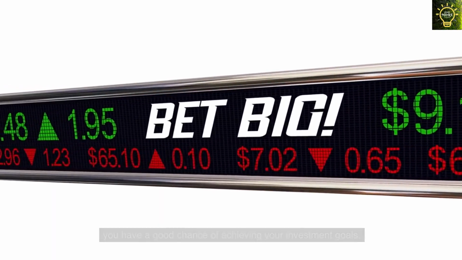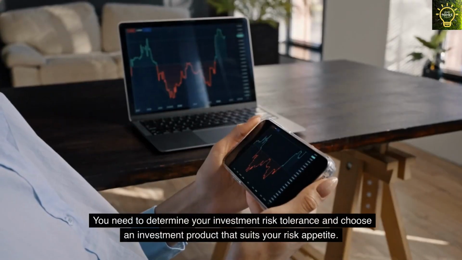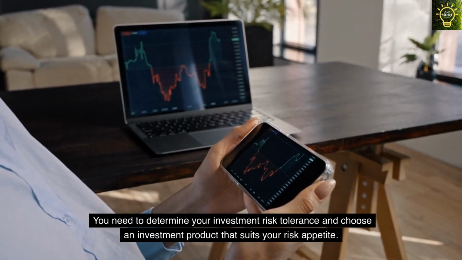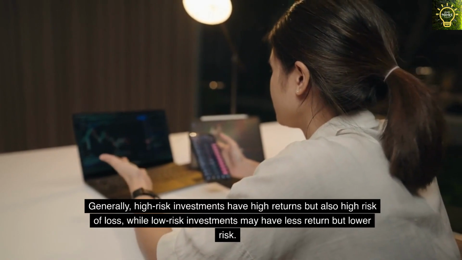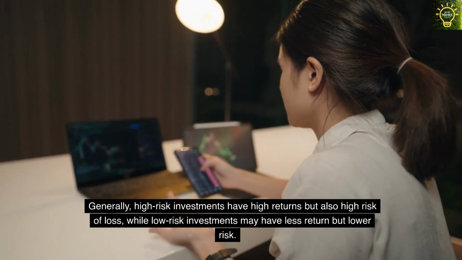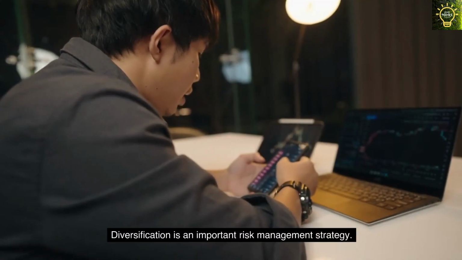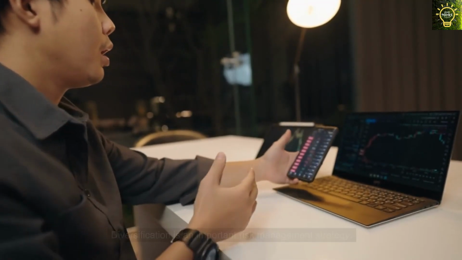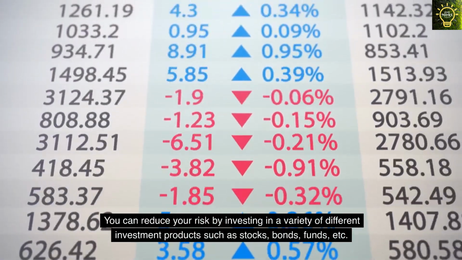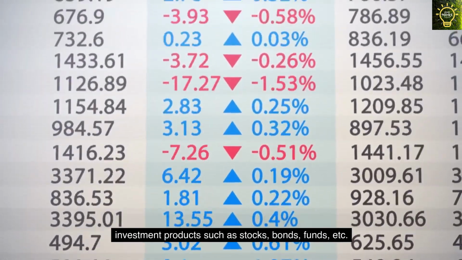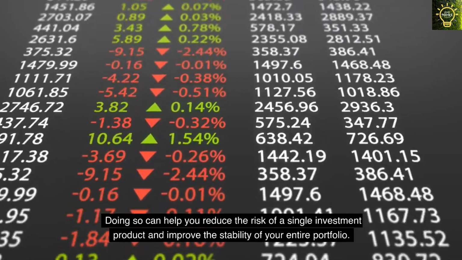The seventh step is to ensure that your risk is properly controlled. You need to determine your investment risk tolerance and choose an investment product that suits your risk appetite. Generally, high-risk investments have high returns but also high risk of loss, while low-risk investments may have less return but lower risk. Diversification is an important risk management strategy. You can reduce your risk by investing in a variety of different investment products such as stocks, bonds, funds, etc.